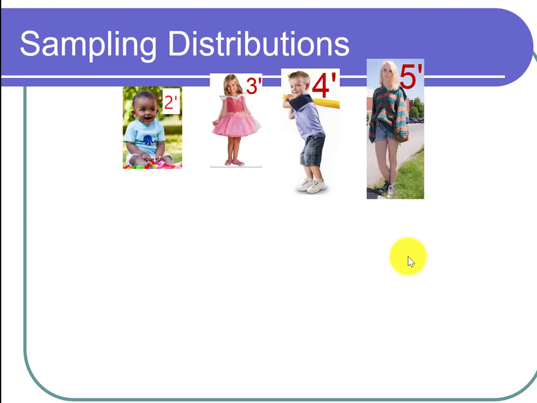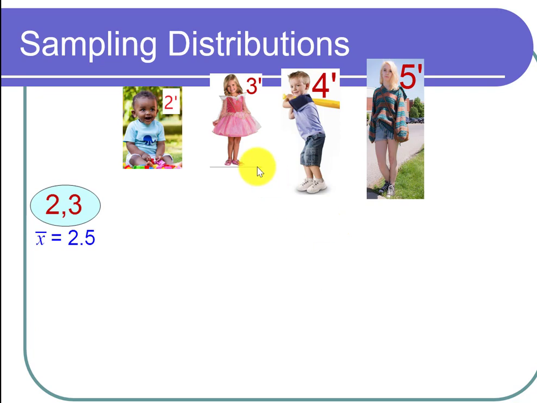So now let's look at a fun little example. Let's suppose you had 4 people, okay? So you've got 4 cute little kids, and one is 2 feet tall, another is 3 feet tall, a third person is 4 feet tall, and then the fourth is 5 feet tall. And we want to look at the sampling distribution with sample size 2.